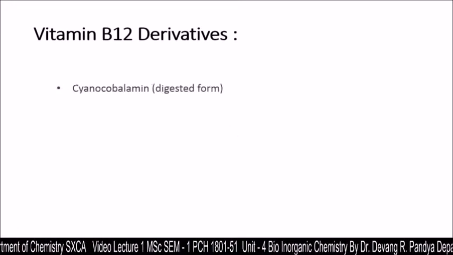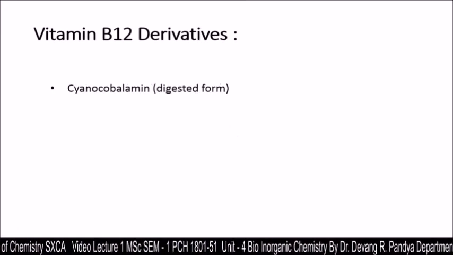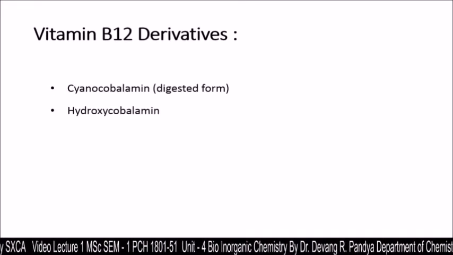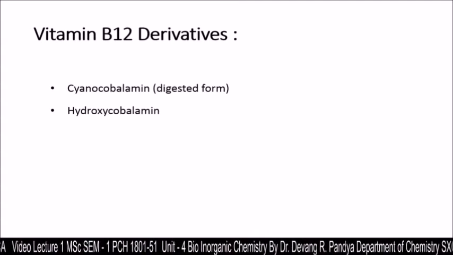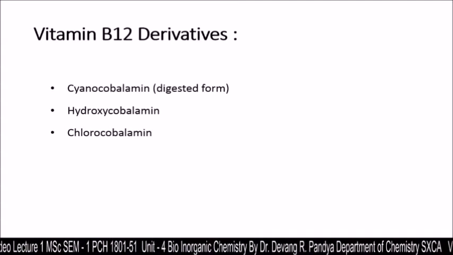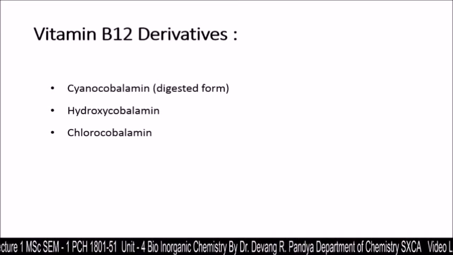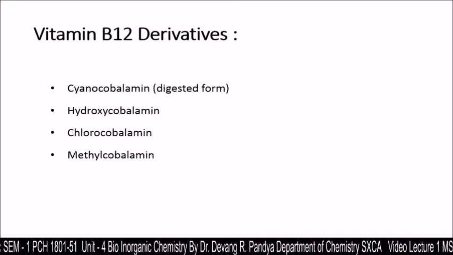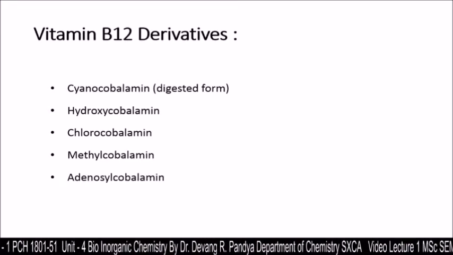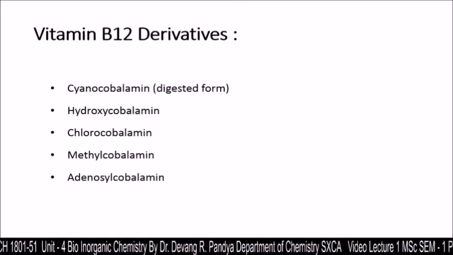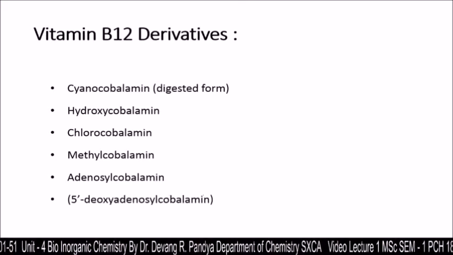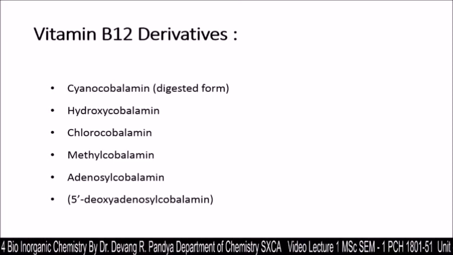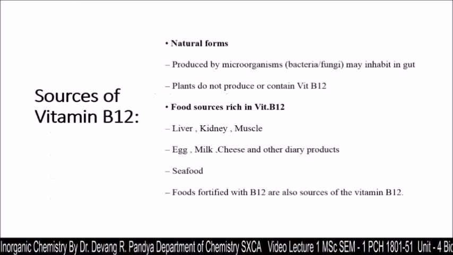Derivatives of vitamin B12: cyanocobalamin, as already explained, is the digested form. Hydroxocobalamin, if the R substituent group, instead of cyanide, is a hydroxy group. Chlorocobalamin, instead of hydroxy or cyano, has a chloride group. Then methylcobalamin, so instead of cyanide, there is a methyl group. And adenosylcobalamin, with the adenosyl substituent group. And 5-deoxyadenosylcobalamin is another type of vitamin B12 derivative.